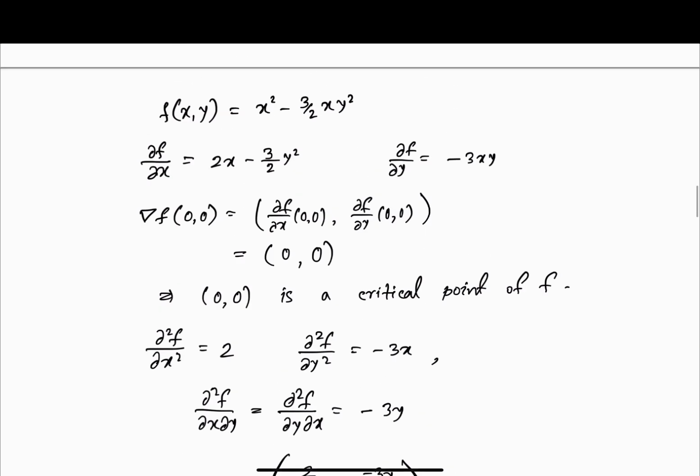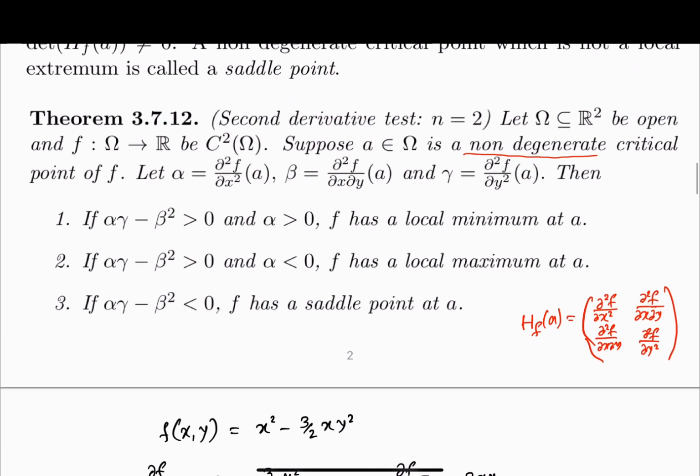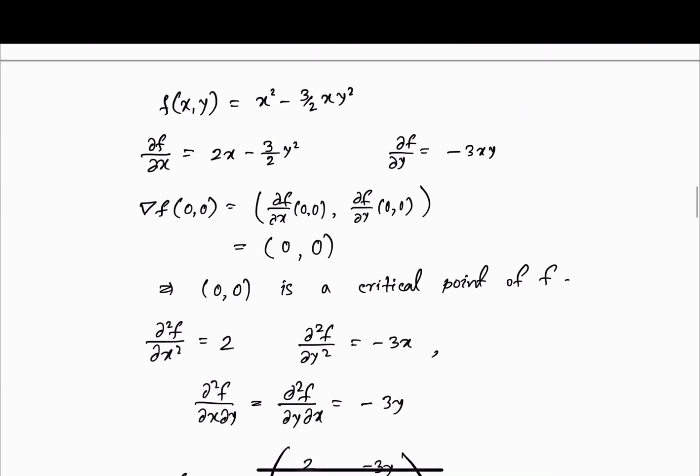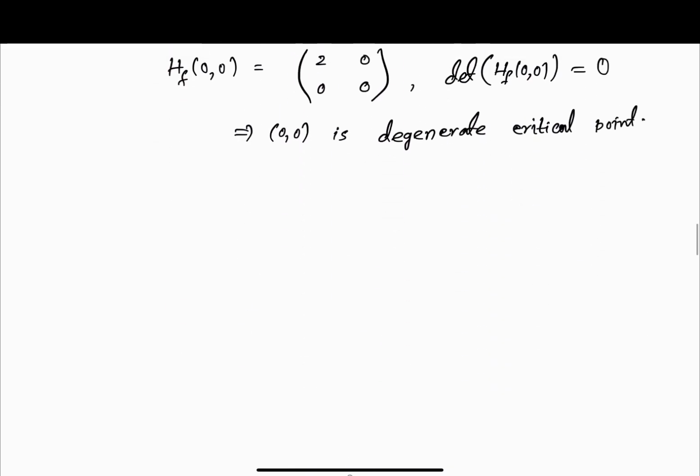So as (0, 0) is a degenerate critical point, we cannot use this theorem, right? Because this is applicable for non-degenerate critical points. So for a degenerate critical point, we have to examine the function, which means we have to go by definition. We have to examine the function in a neighborhood of (0, 0), right? So let's look at this. Remember f(x, y) is x² − 3xy + y², right? So you have to analyze this function in a neighborhood of (0, 0).